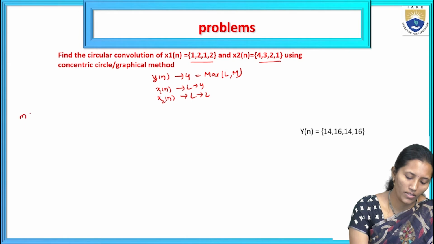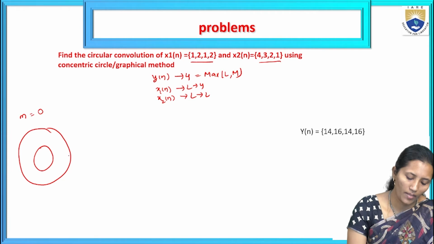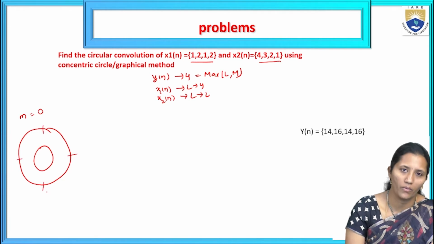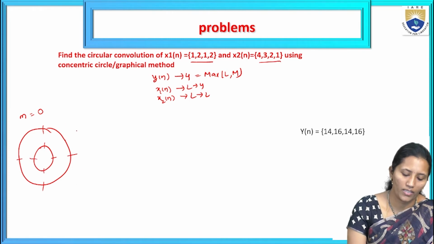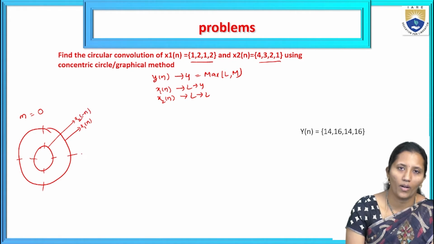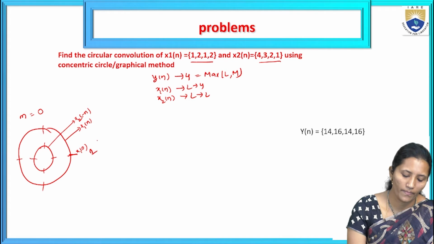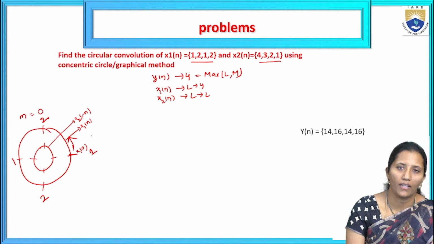For m equal to 0, first make 2 circles and make them equidistant, because for 4 samples we should draw 4 equally spaced points. The outer circle is for x1 of n and the inner circle is for x2 of minus n. For the outer circle, we should plot the sample values in the anti-clockwise direction. So I am starting here with x1 of 0: 1, 2, 1, 2.